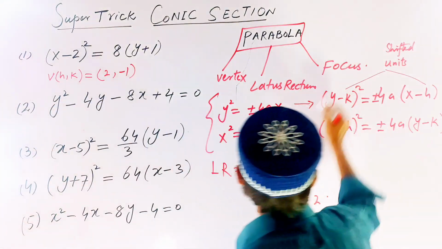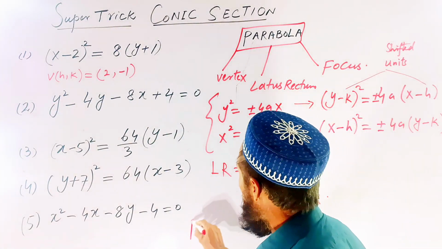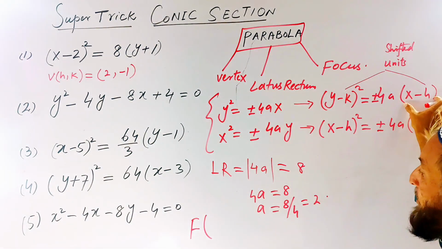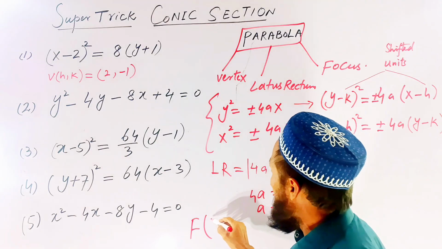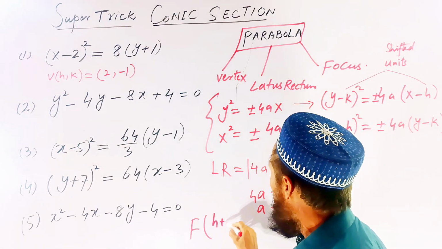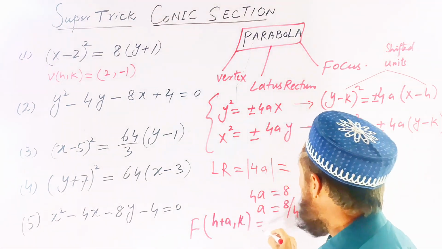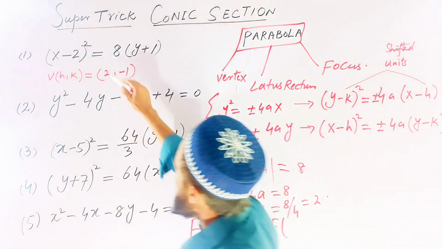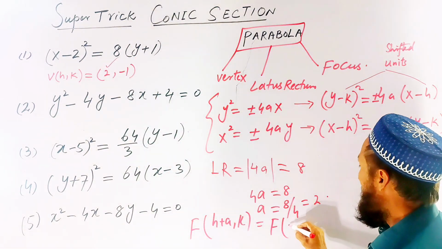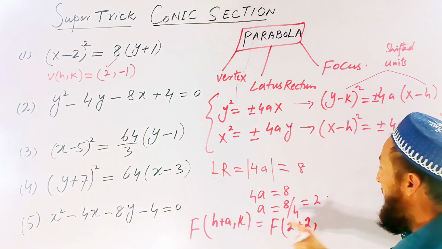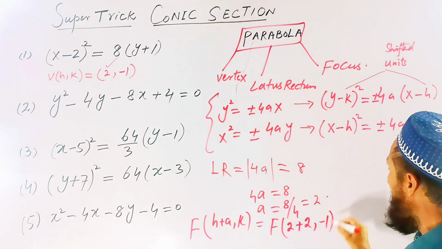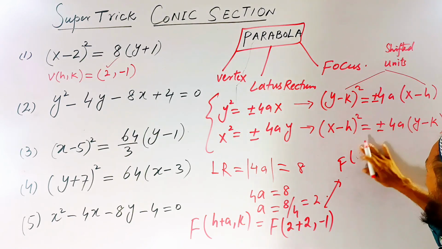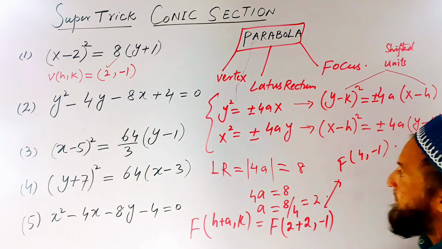Similarly, if we are finding the focus, here it is a parabola along the x-axis, so we use h plus a, and k. Already we have found h is equal to 2, so 2 plus a, 2 plus 2, and the k value is minus 1. So the result is the focus 4 and minus 1.